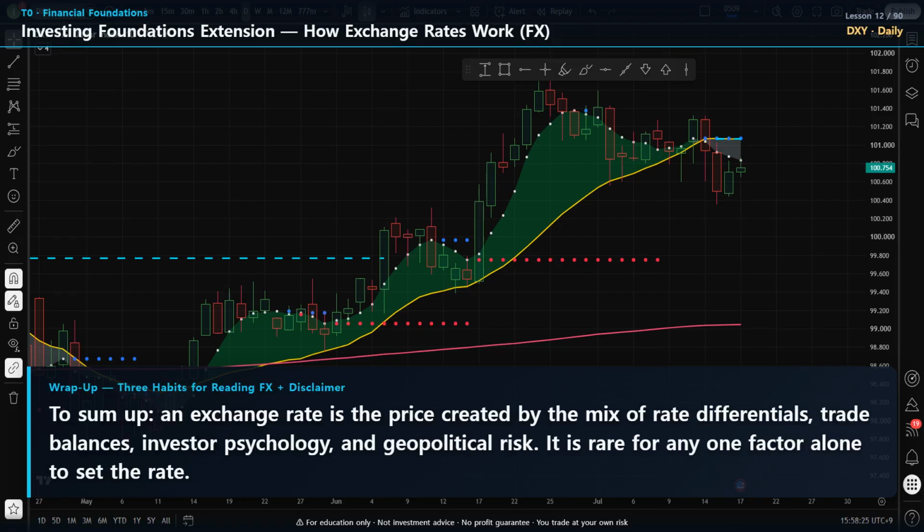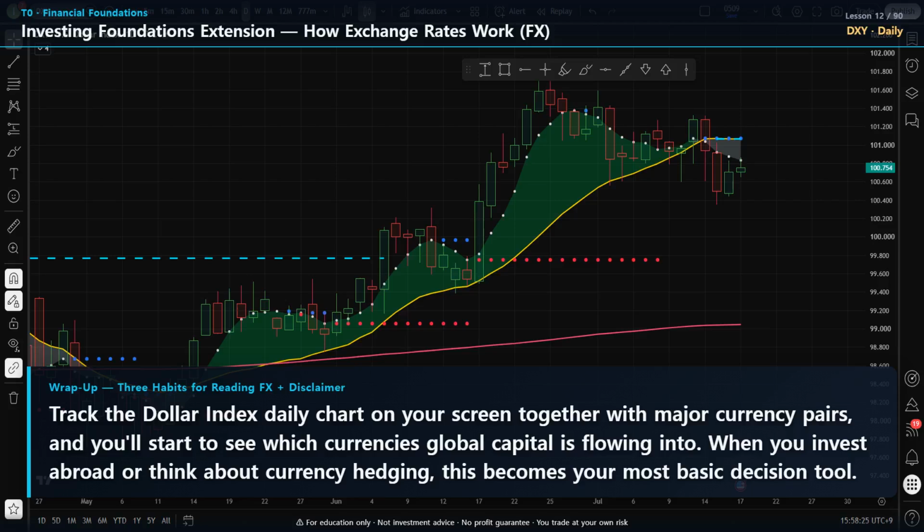To sum up, an exchange rate is the price created by the mix of rate differentials, trade balances, investor psychology, and geopolitical risk. It is rare for any one factor alone to set the rate. Track the dollar index daily chart on your screen together with major currency pairs, and you'll start to see which currency global capital is flowing into. When you invest abroad or think about currency hedging, this becomes your most basic decision tool.